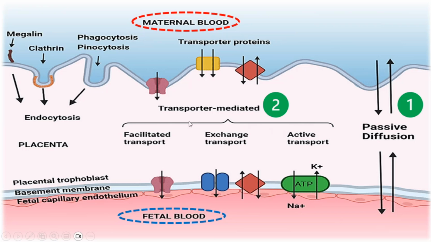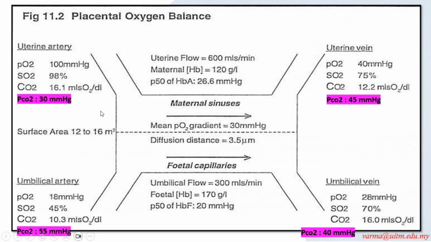Next, we have transporter mediated transport. It can be facilitated transport, exchange transport, or active transport. And finally, minimally via endocytosis, using pinocytosis or phagocytosis. Okay, so remember this. You have to be able to mention this. Okay, this part I'm not going into depth.